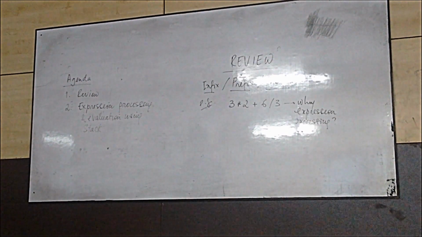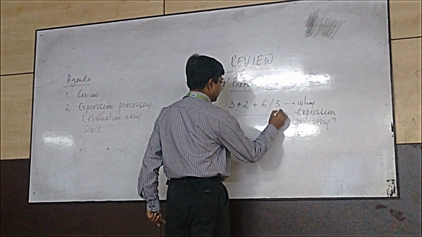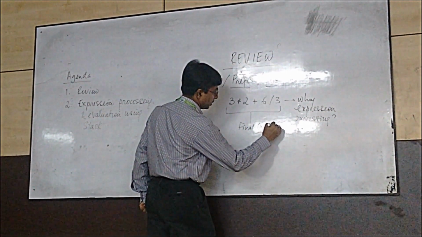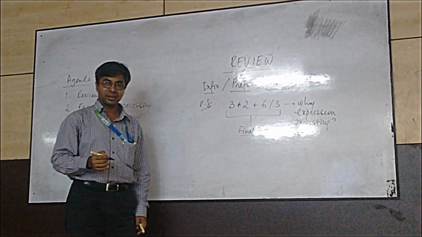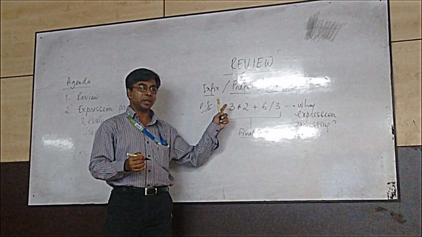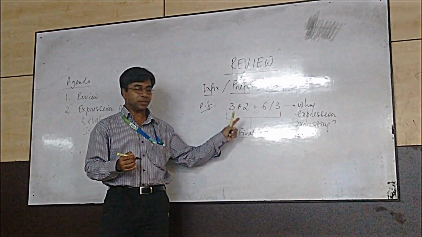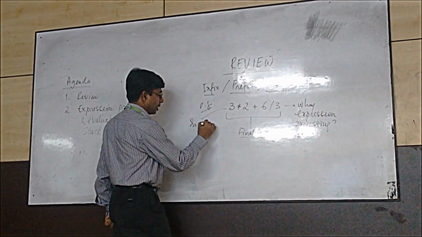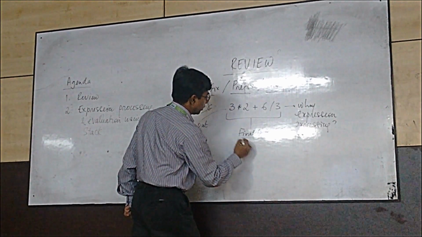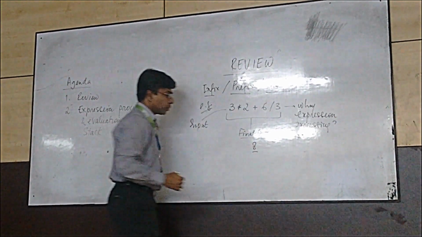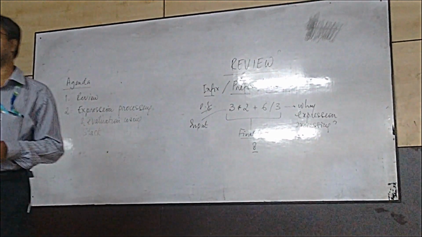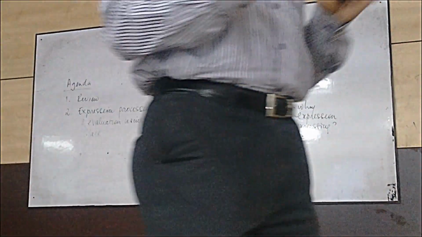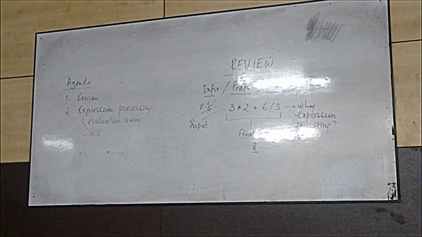To calculate the output of this, right? That means there is a final output. But how can I use my computer to directly take this as an input and generate output from this? Suppose this is your input to the computer and your output will be 8. So in order to generate this final output, you need to process this expression. You take an input that is an expression, and that expression consists of operands and operators.